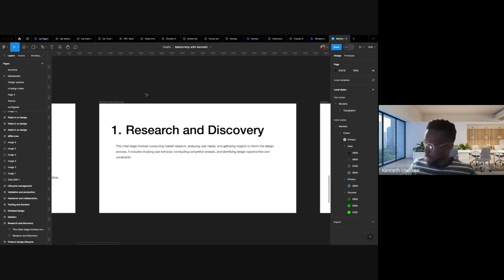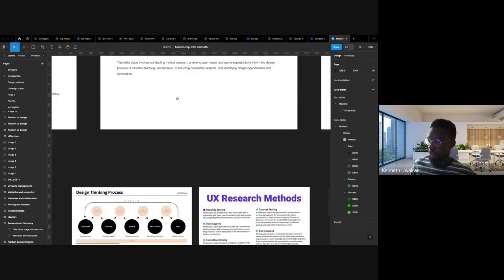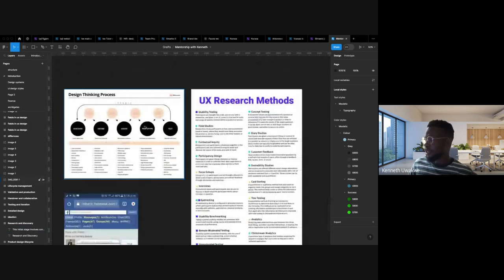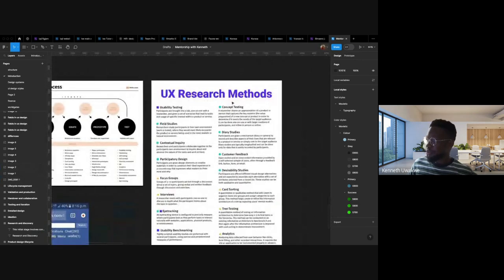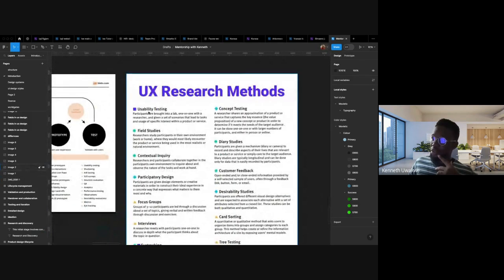So I've talked a whole lot about research and discovery. There are so many steps involved in research and discovery. Let me just talk about a few of them. Look at some of the research methods. You have, for instance, usability tests. What's a usability test? Let's assume that right now you have built a product to a particular level. You're trying to understand how easy it is for your users to use that product.